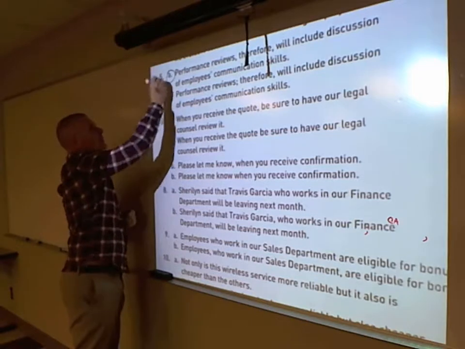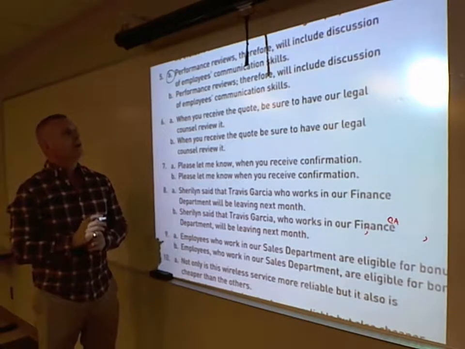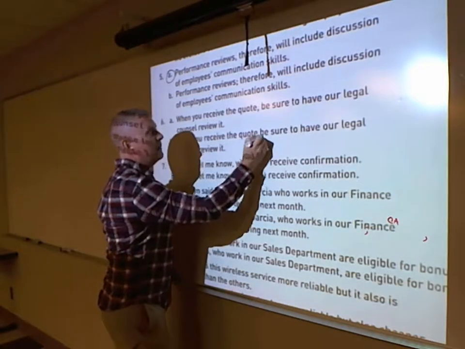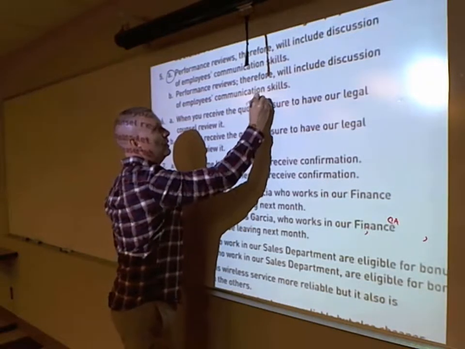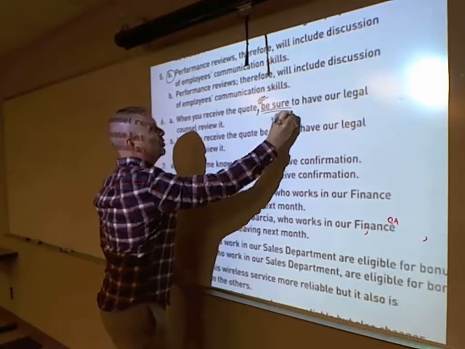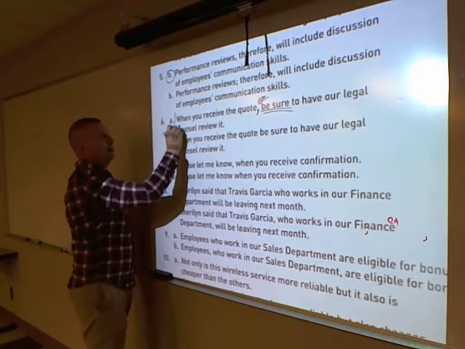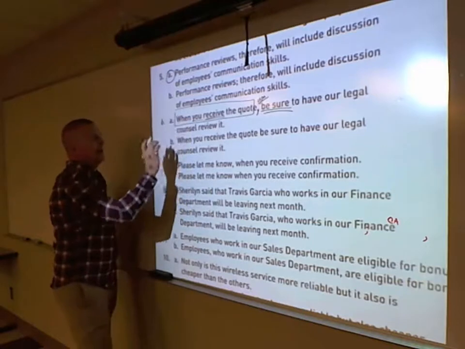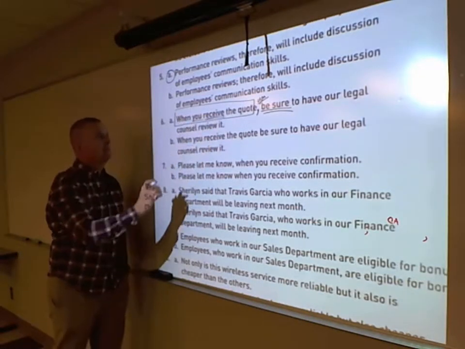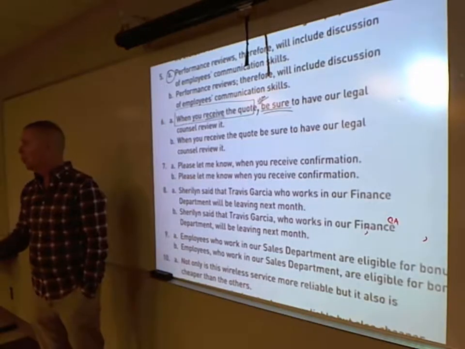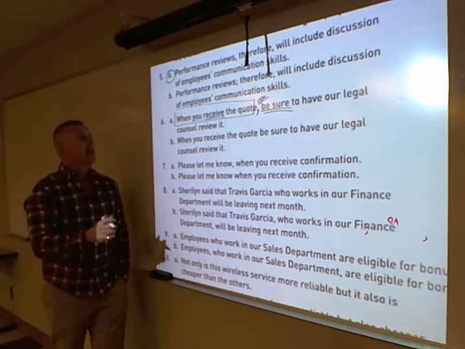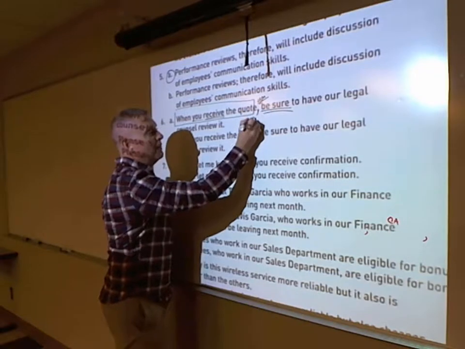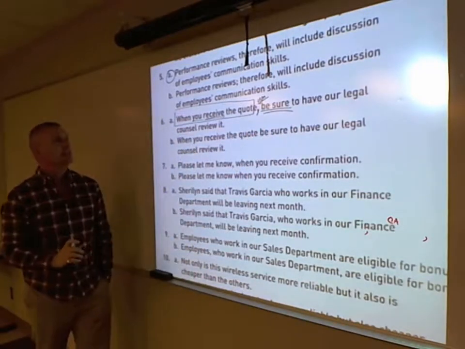Then number six, when you receive the quote, be sure to have our legal counsel review it. Include the comma or omit it? You want to include it in there. You is the understood subject. Be sure is your verb. So here's your dependent clause right here that includes you receive. And this word right here is a subordinating conjunction because a noun and verb comes after it. That word when is a conditional word, so that's why it's called a subordinating conjunction. So always offset an introductory adverbial clause or a dependent clause with a comma, and then the independent clause will be the main sentence. Letter A is your correct answer on six.